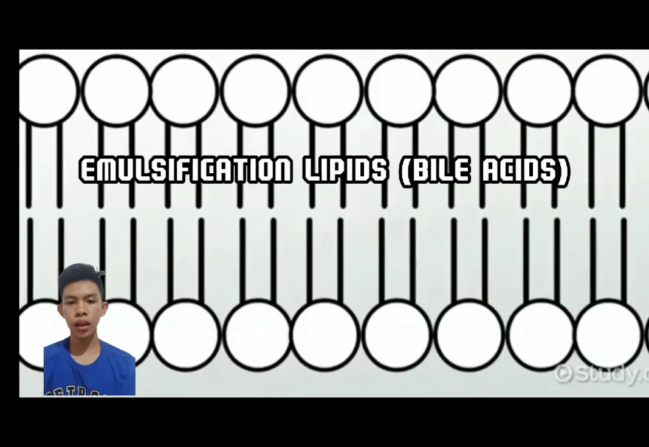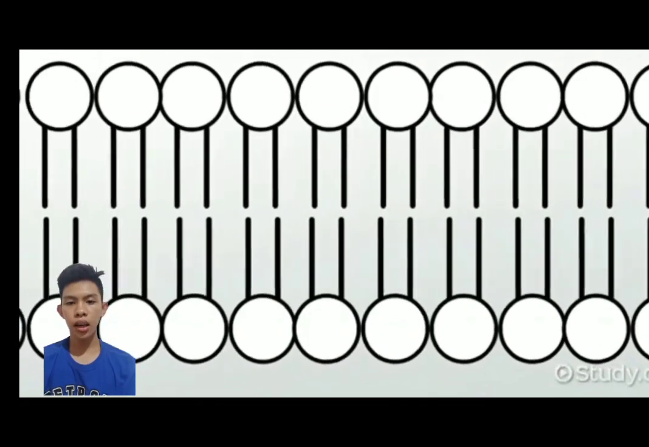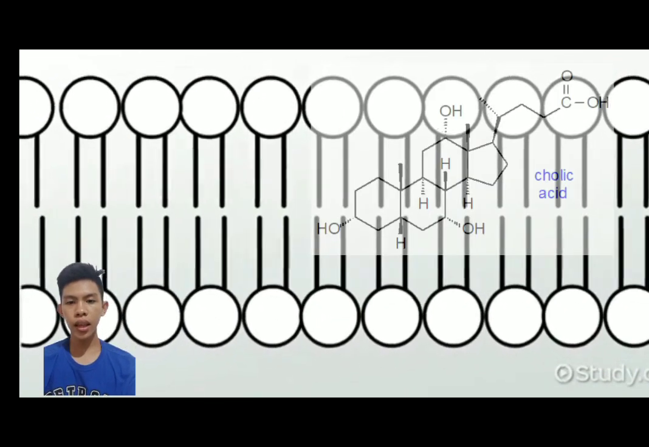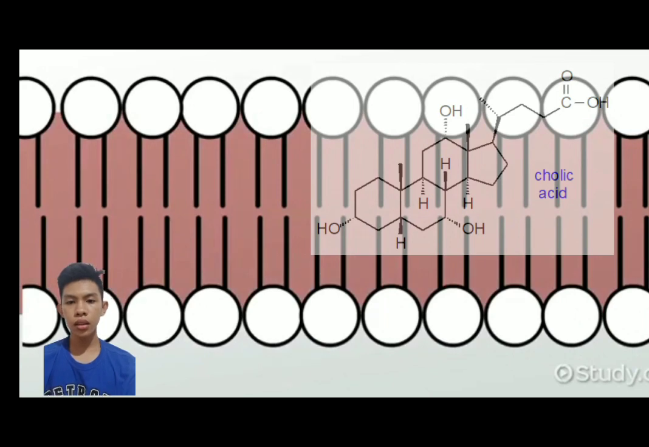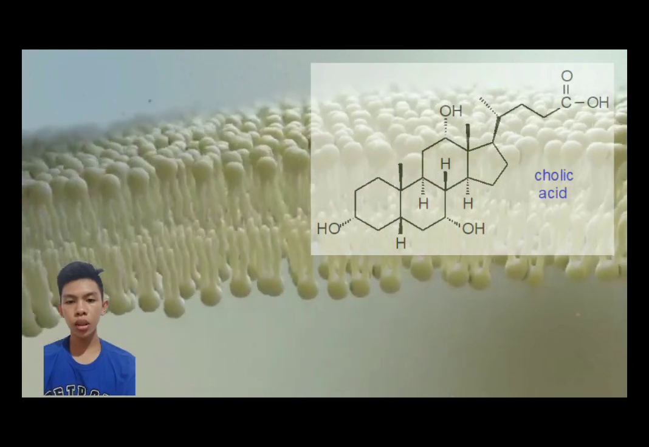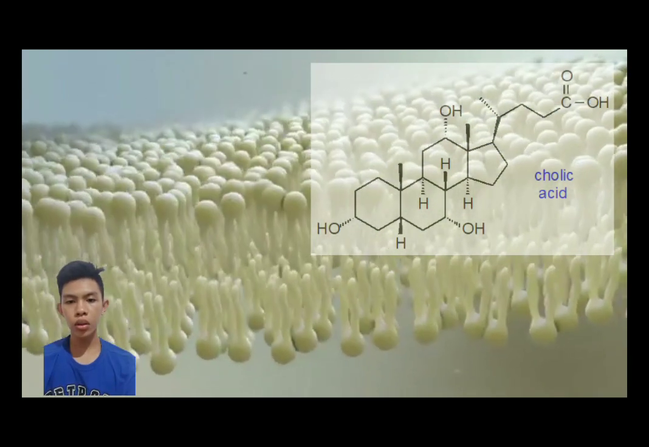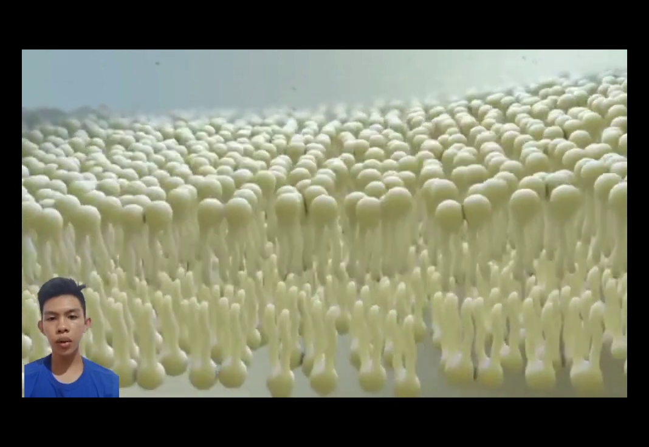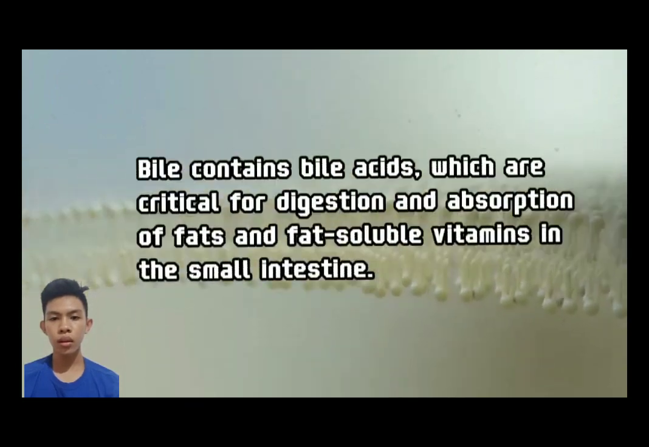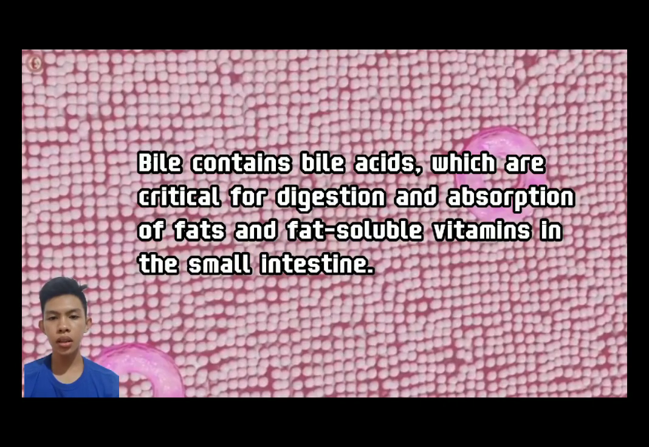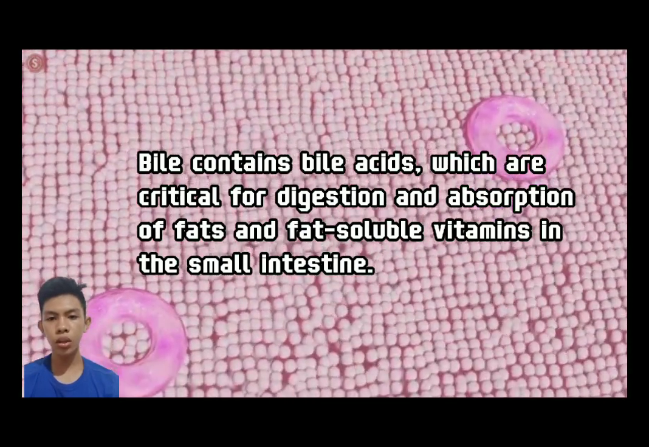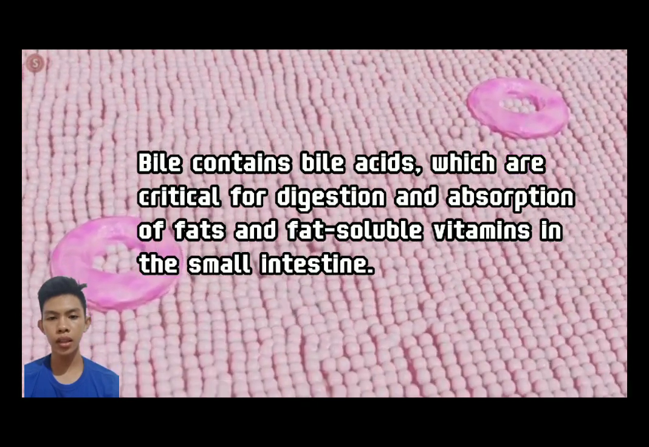Emulsification lipids. Bile acids have a detergent effect on dietary fat particles, causing globules to break down or emulsify into small droplets. Secretion of bile and the role of bile acid in digestion. Bile contains bile acids which are critical for digestion and absorption of fats and fat-soluble vitamins in the small intestine.